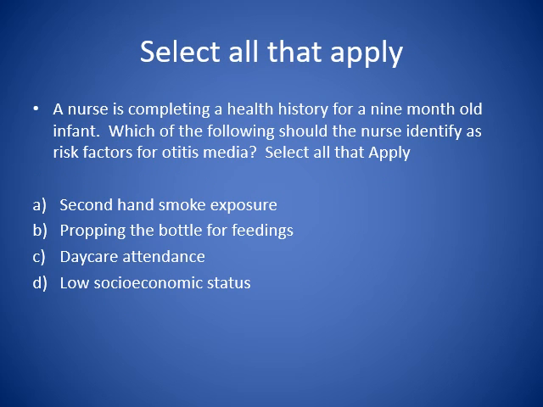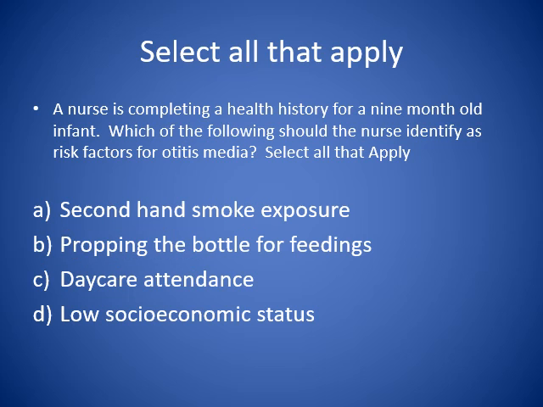Select all that apply. A nurse is completing a health history for a 9-month-old infant. Which of the following should the nurse identify as risk factors for otitis media? A. Secondhand smoke exposure. B. Propping the bottle for feedings. C. Daycare attendance. Or D. Low socioeconomic status. They all are. All of these are associated with risk factors for otitis media.